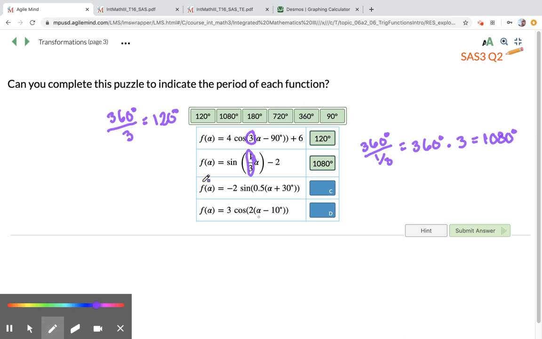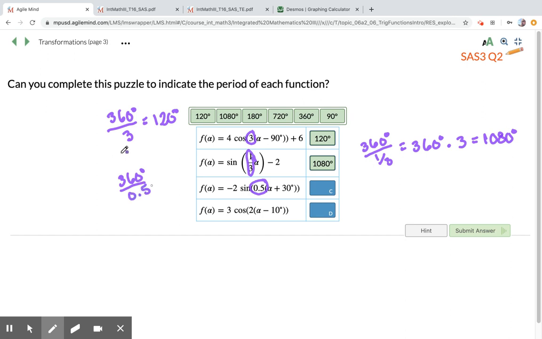Let's do the next one. Again, I'm looking for the C value. And there it is. So there's my C value. And again, I know that for sine, the parent function sine, the period is 360 degrees. But it's going to get divided by my C value. So divided by 0.5. Y'all have calculators. That means if I do 360 divided by 0.5, I get 720. Drag it over.